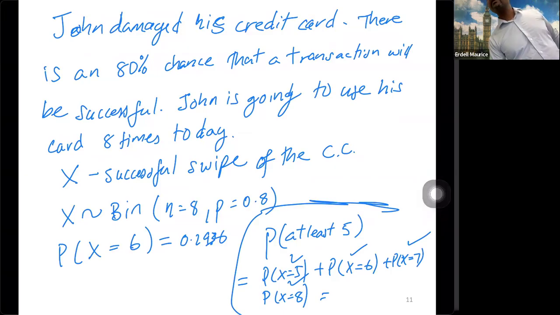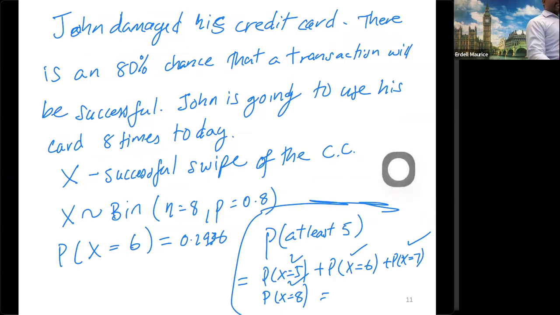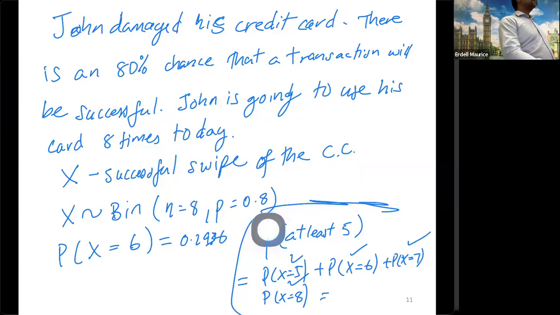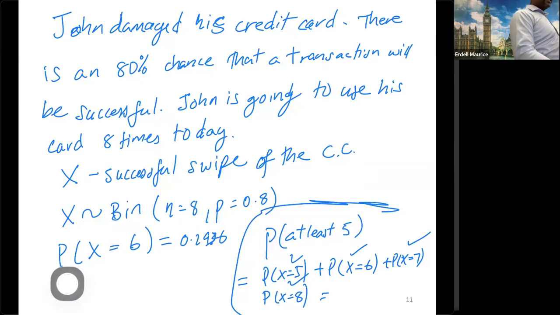I have time for this one right here. John damaged his credit card. There is an 80% chance that a transaction will be successful. John is going to use his credit card 8 times today. X is the number of successful swipes. Therefore, X follows a binomial distribution with n being 8. There are going to be 8 trials, and the probability of a success is going to be 0.8. The question is, what's the probability that 6 out of his 8 attempts will be successful?